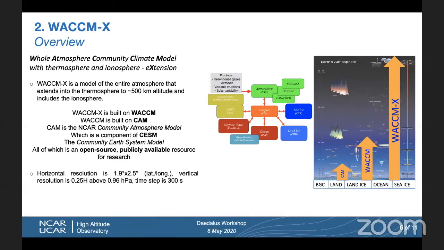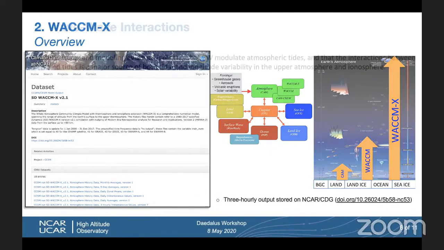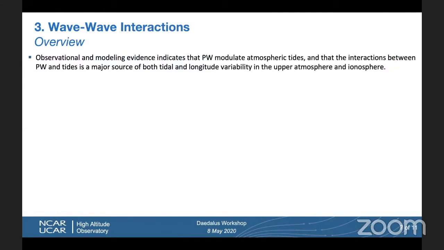The horizontal resolution for WACCM-X in the standard configuration is 1.9 degrees in latitude and 2.5 degrees in longitude, and a quarter of a scale height vertically above approximately 1 hectopascal, and the time step in the standard configuration is 5 minutes. The 3-hourly output from an extended WACCM-X simulation on version 2.1, the more recent version, from the beginning of 2000 until the end of 2017, and soon until the end of 2019, in the specified dynamics configuration is available on the NCAR Climate Data Gateway, and can be accessed at this DOI. And the data sampled along the orbit of the CHAMP, GRACE, GOCE, and SWARM satellites is also provided and can be used for comparisons in studies for LTI science.